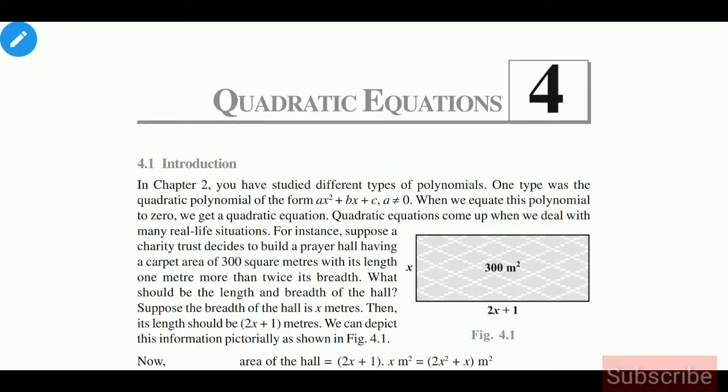Chapter number 4, quadratic equation. Starting with the introduction, in chapter 2 you have studied different types of polynomials. One type was the quadratic polynomial of the form ax square plus bx plus c. When we equate this polynomial to 0, we get a quadratic equation.